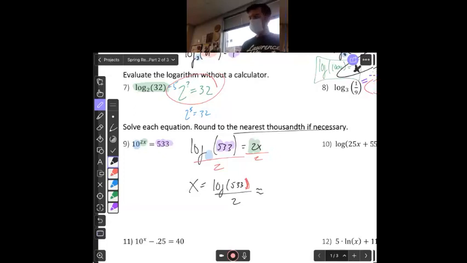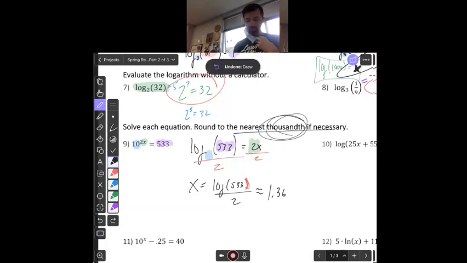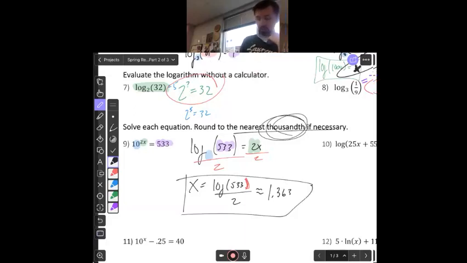Round to the nearest thousandth, so three places. So what's the log of 533 divided by 2? One point what? Need three spaces. So 1.363.